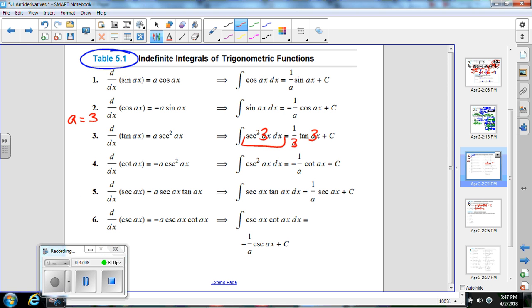Okay, so then this is going to be looking at the first one of table 5.1. And we're going to pretend that we have a 1/2 here for A. So then here, we're going to be dividing by 1/2. We're going to be multiplying by the reciprocal of 1/2, which is 2. So to divide by 1/2 is the same as saying 2 sine of 1/2 x plus c.